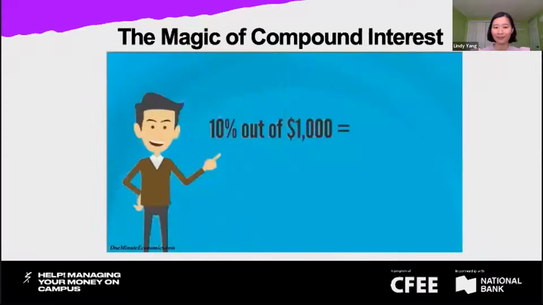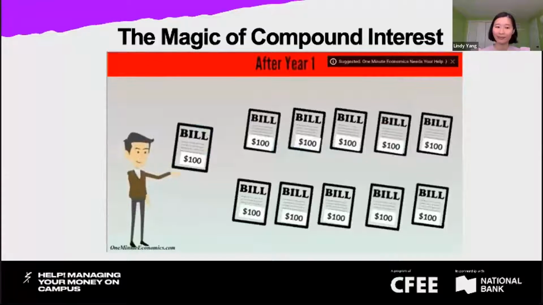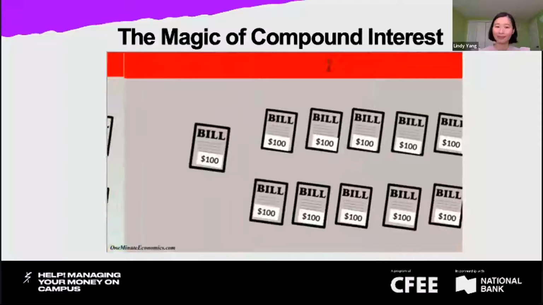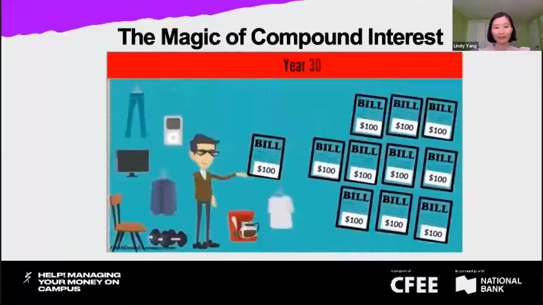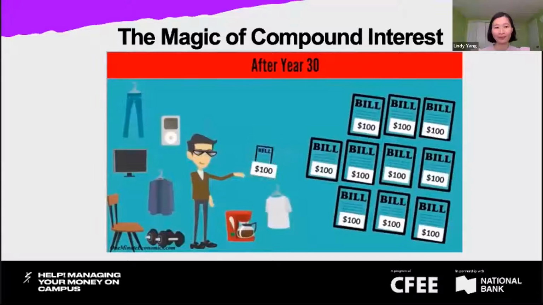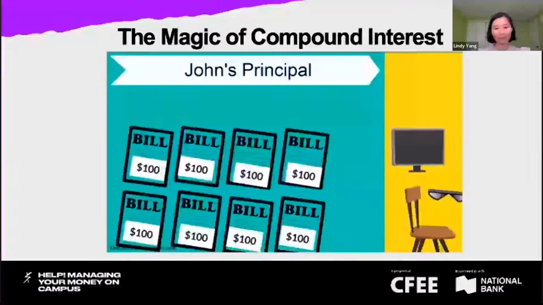In John's case, the 10% amounts to $100 each year. So after 1 year, he'll have $1,100 in his account, out of which he'll take $100. After the second year, he'll once again have $1,100 in his account, out of which he'll take $100. After the 30th year, he'll have $1,100 as usual and take $100. He will be left with $1,000 in his account.